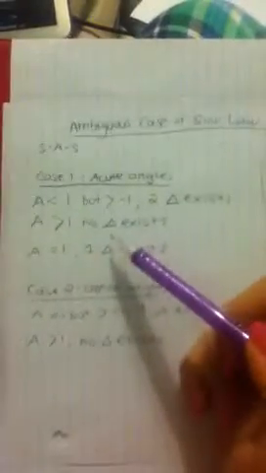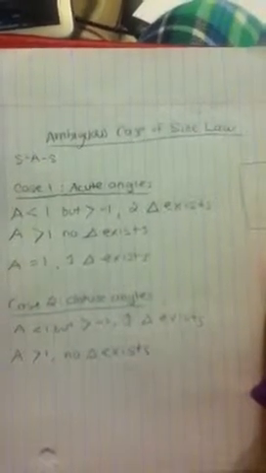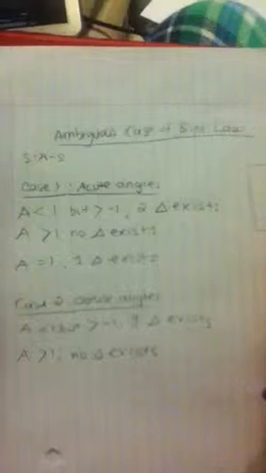there's case 1, which involves a triangle with an acute angle. If what you solve for is less than 1 but greater than -1, two triangles exist in that triangle. If what you solve for is greater than 1, then no triangle exists, and if it equals 1, usually to 4 decimal places, one triangle exists.